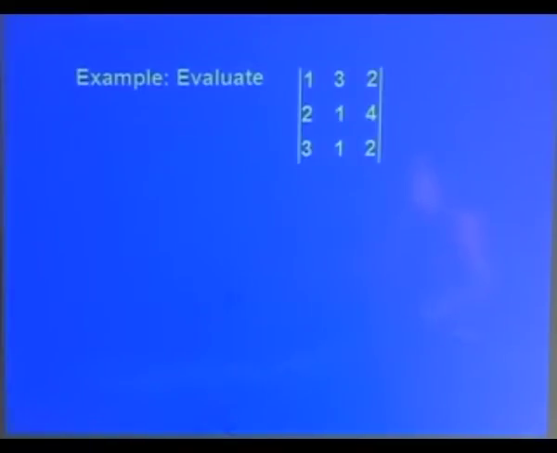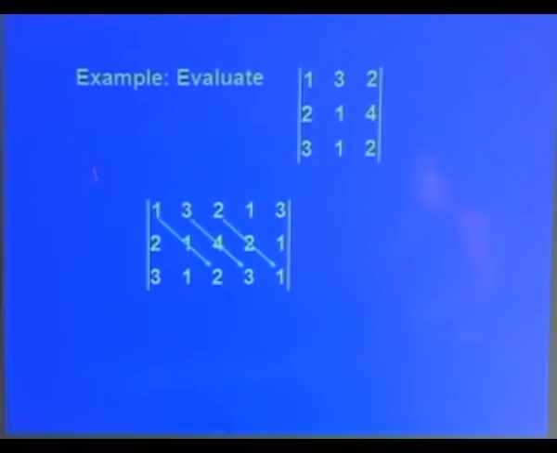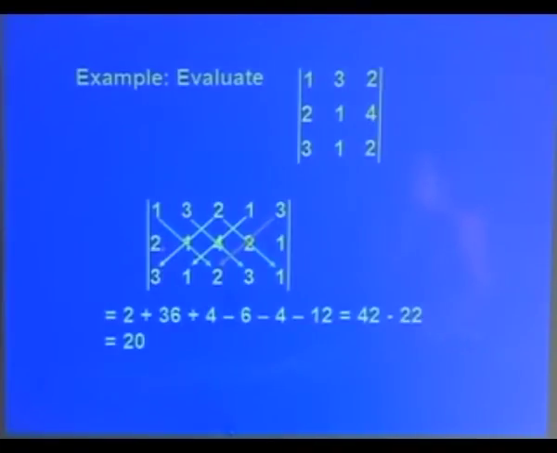So, if we illustrate this with this example, then I have copied down 1, 2, 3 here, and this column is copied down here. Then I obtain this product and this product minus this product and this product, and finally what I get is 2, 36, 4, 6, 4 and 12. This comes out to be 20.